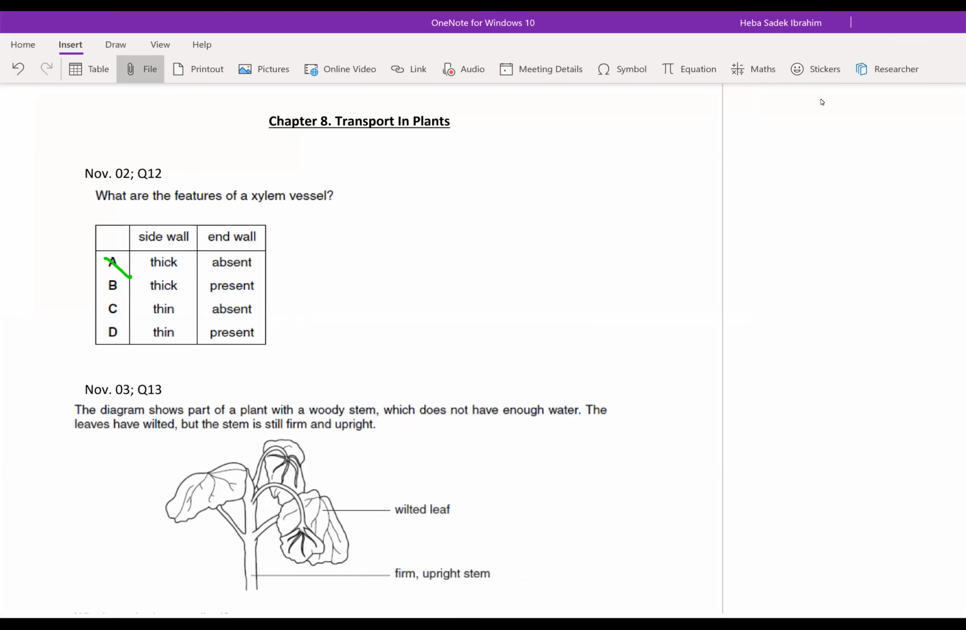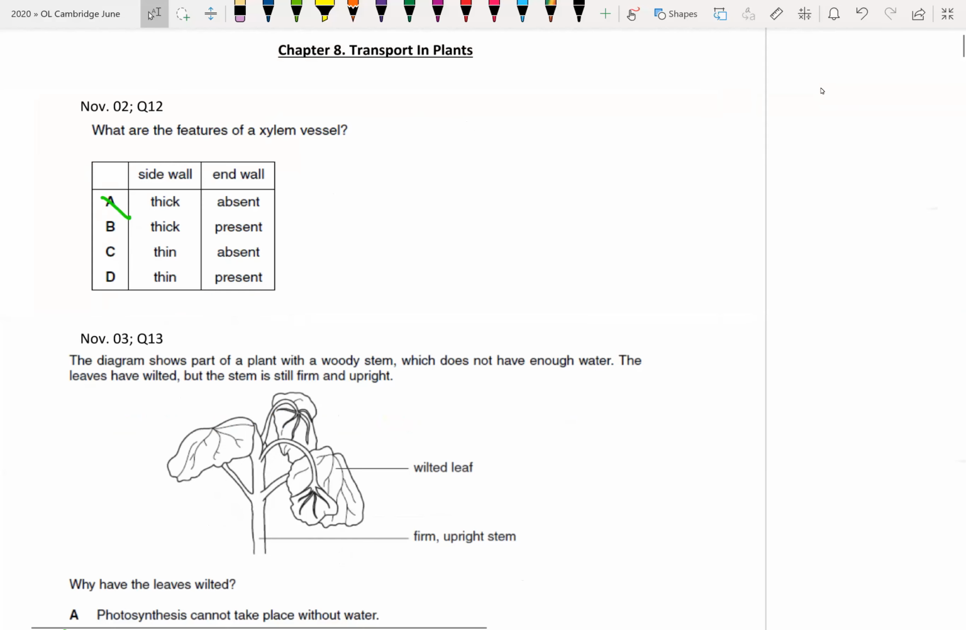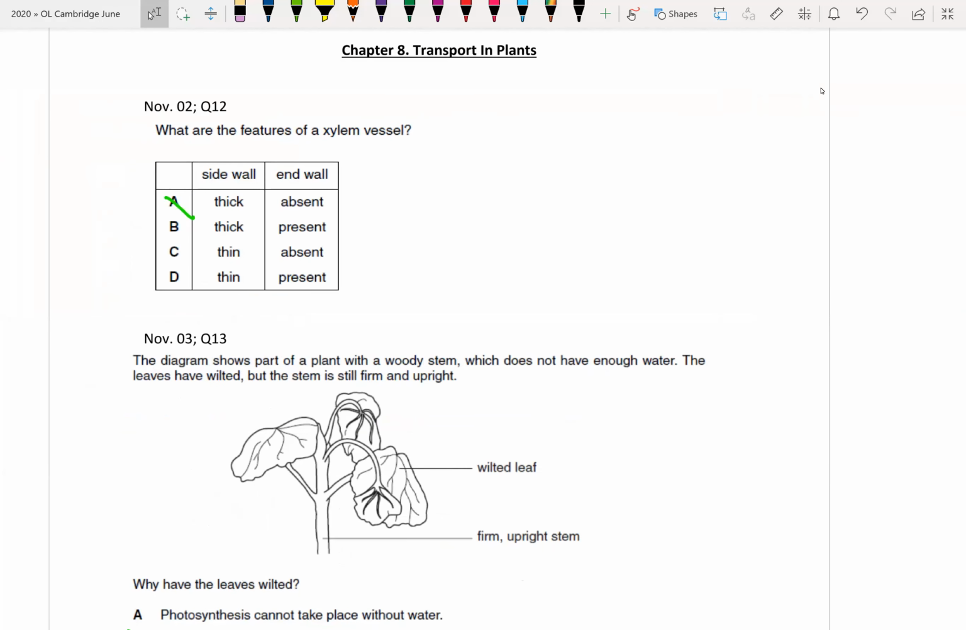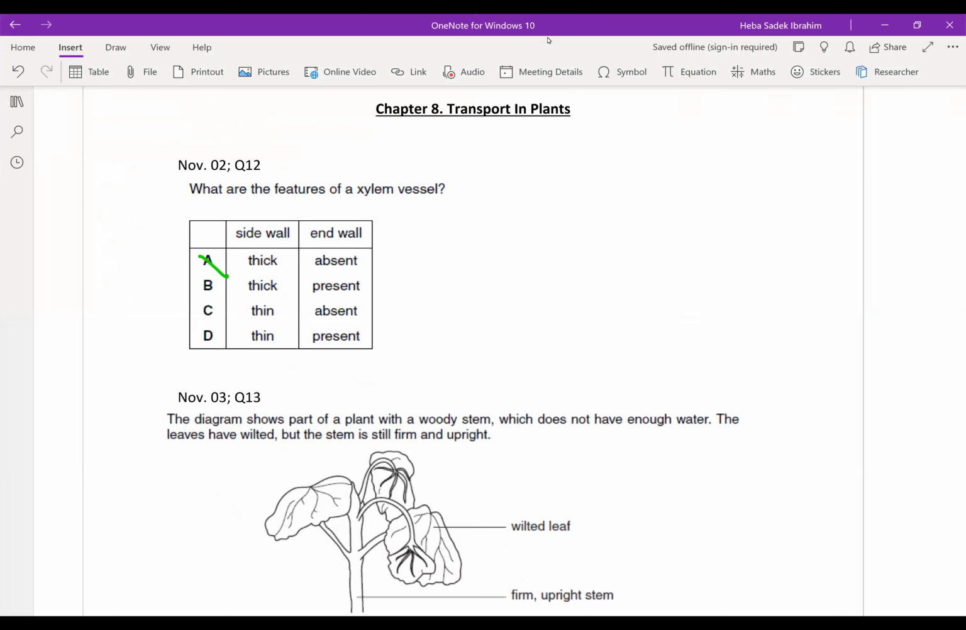So we're going to talk about transport and plants. And we know that transport in plants is all about transpiration and translocation. Right? It's transpiration and translocation. You're okay with that, Ustaz Omar? Okay. So let's see how the questions are going to tackle these 2 points.